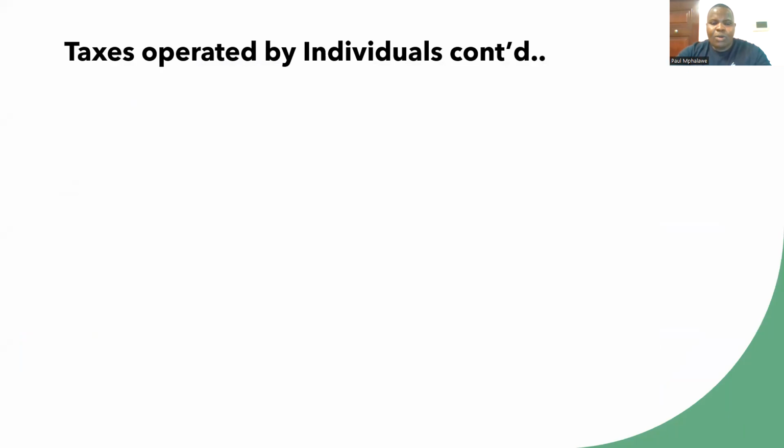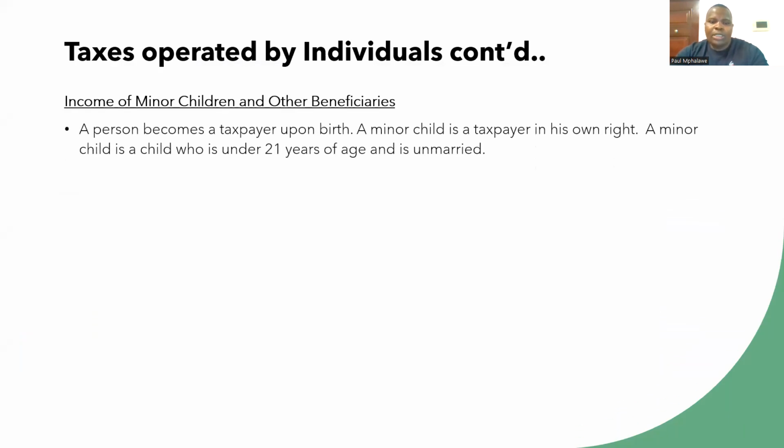So, taxes operated by individuals: income of a minor, children, and other beneficiaries. The law says a person becomes a taxpayer upon birth. That's what the law talks about. So a minor child is a taxpayer in his own right. After you're born, you're a taxpayer. A minor child is a child who is under 21 years of age and is unmarried. That's the definition of a minor as per the Tax Act, Malawi.